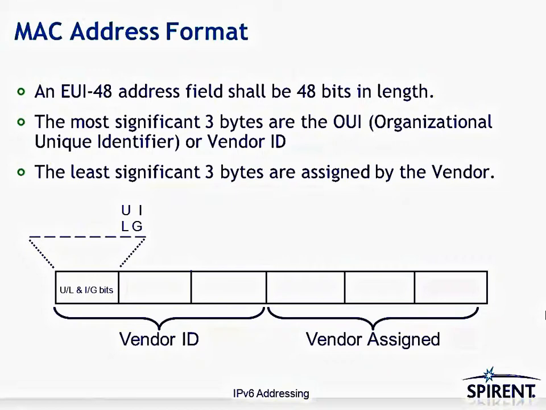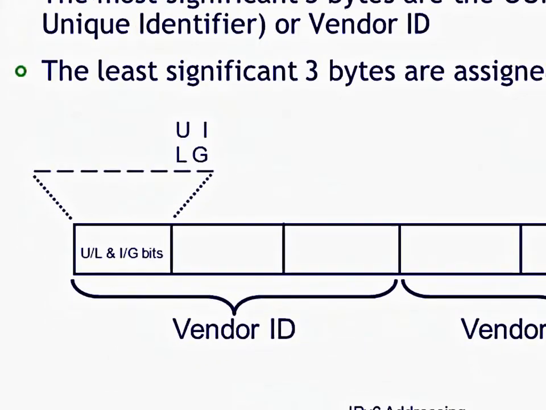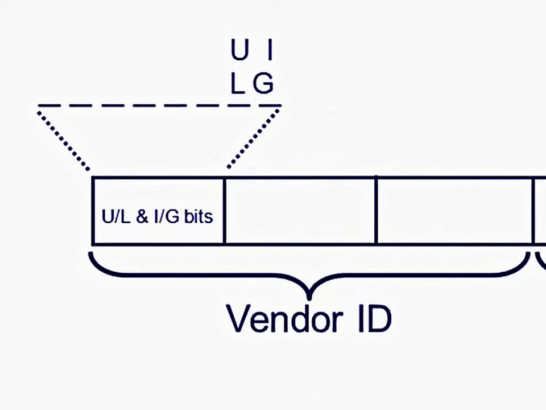Well, in the most significant byte, there are the 2 least significant bits. The very least significant bit is the IG bit, the individual or group bit. And that bit is set or unset depending if it's for one or more addresses. So if it's just for one address, it's always 0. But if it's for multiple addresses, i.e. a broadcast or a multicast address, then that bit will be set. So the least significant bit of the most significant byte would be indicating that it's for multiple devices and not just one.